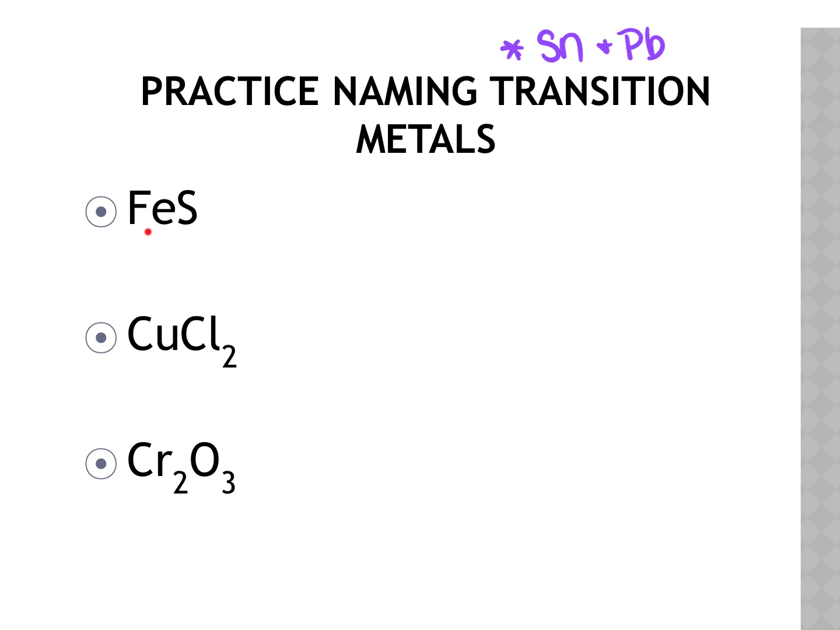All right, so is iron a transition metal? Yes. So do you have to state the charge of iron? Yes. Okay. So to figure that out, we look at the sulfur. What's the charge of sulfur? Okay, so it's got that -2 charge. So what does iron have to be to balance that out? Positive 2. Okay. All right, so what are we going to call this one? Good. Okay, and if we were going to say it, we would just call it iron 2 sulfide.